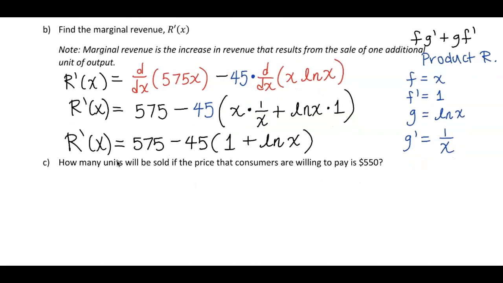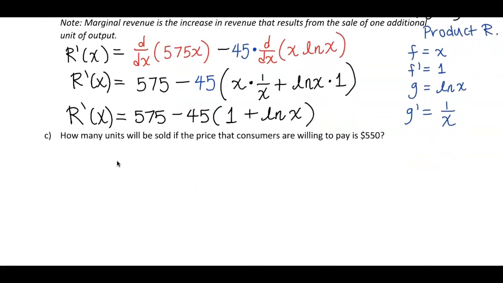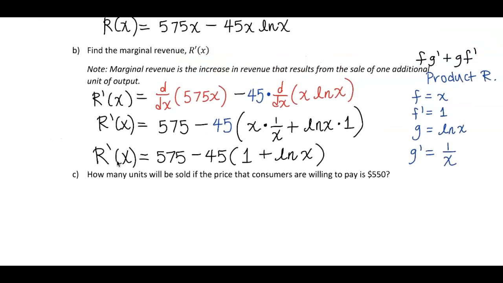All right, let's take a look. Part C. How many units will be sold if the price that consumers are willing to pay is $550? This isn't about marginal revenue here. This is just asking us to use the P of X function. Kind of boring. All right.